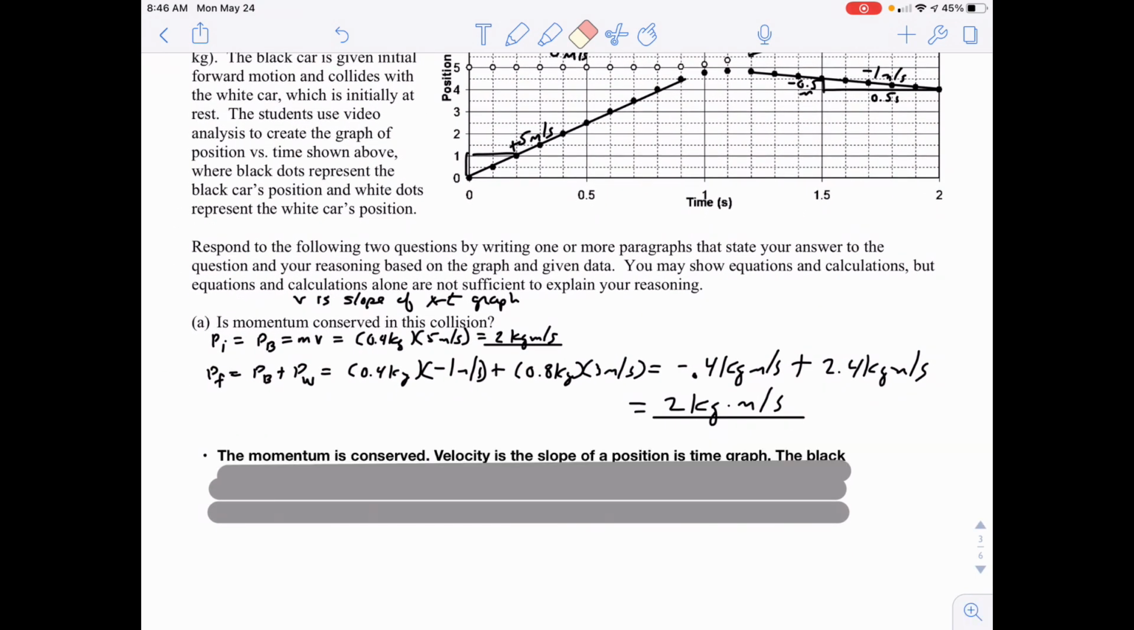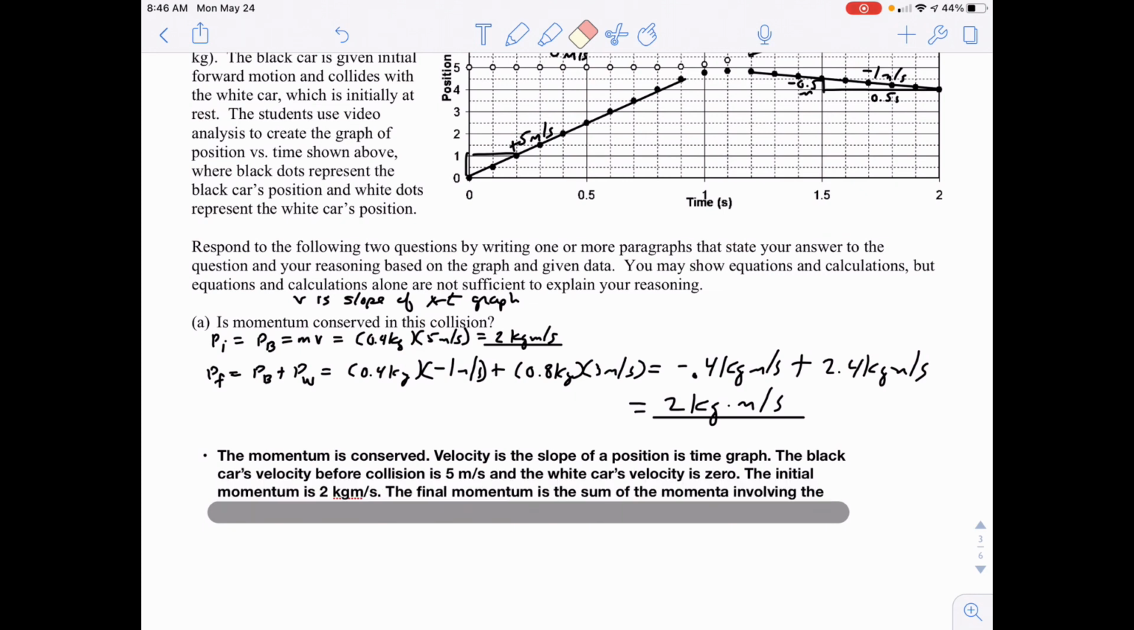So yes, the momentum is conserved. The velocity is the slope of the position-time graph, which is how we found it. The black car's velocity before the collision was found to be 5 meters per second, while the white car's velocity was 0. Thus, the initial momentum is 2 kilogram meters per second. The final momentum is the sum of the momenta of the black and white car, which would be negative 0.4 kilogram meters per second and 2 kilogram meters per second, respectively.